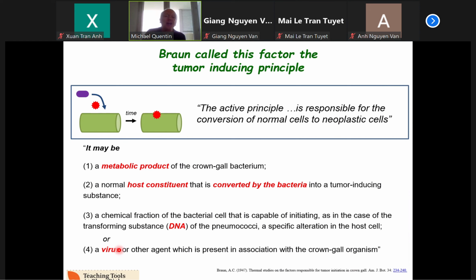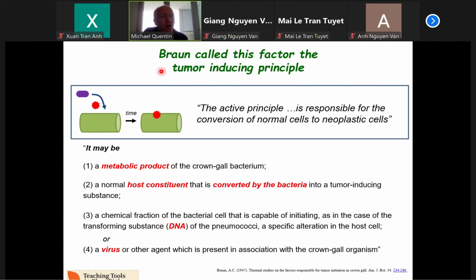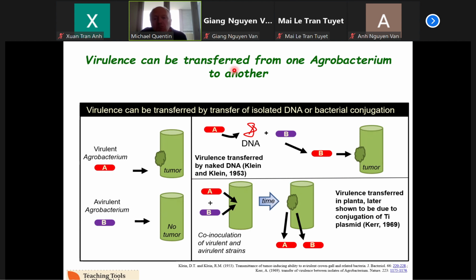At this time, the experiment of Braun that I presented here only allowed to conclude that something was transmitted by the bacteria, which was called a tumor-inducing factor. Something was transferred to the plant cell, which was directly responsible for the formation of a tumor. And it's only 10 or 20 years after that people discovered that what was transferred was DNA.